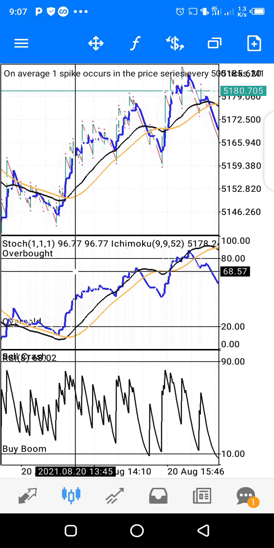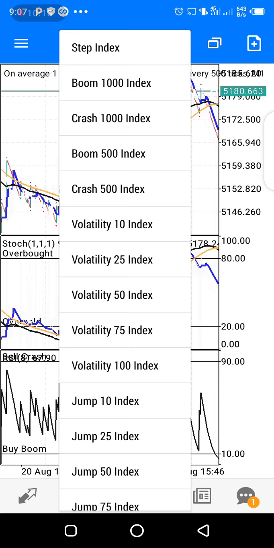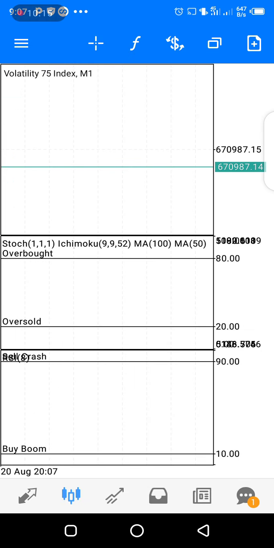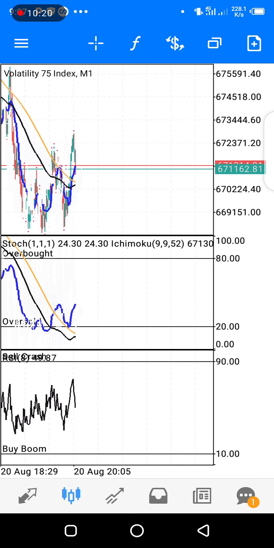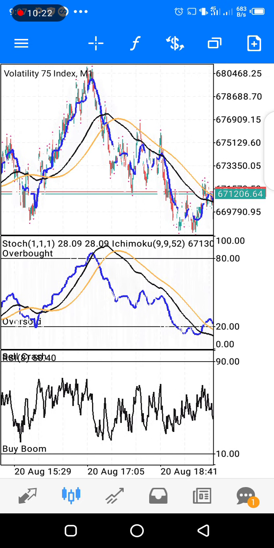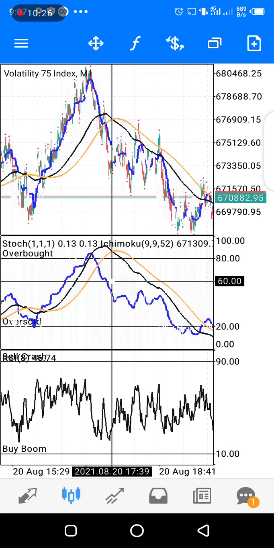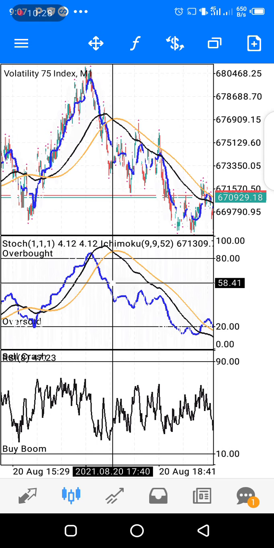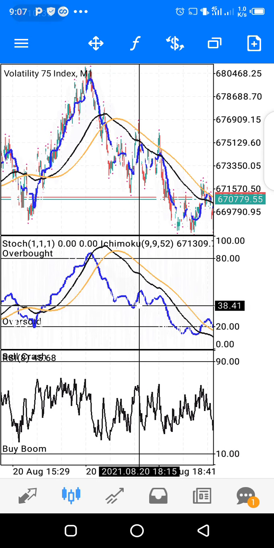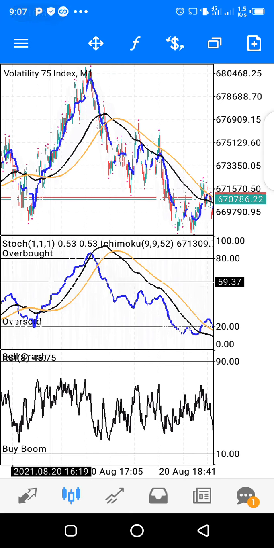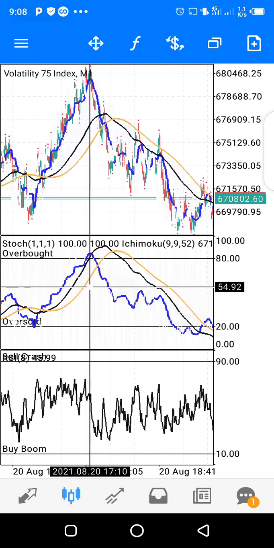All right. So now let's see how it is for the volatility indices. Let's see the Volatility 75 index. Let's see if we can still use it. Now look at this. You see the point where it touches here? At the overbought level, the market started selling down, down, down. Now look at this point too. At the oversold level, the market started buying up, up, up. So that's how it is.